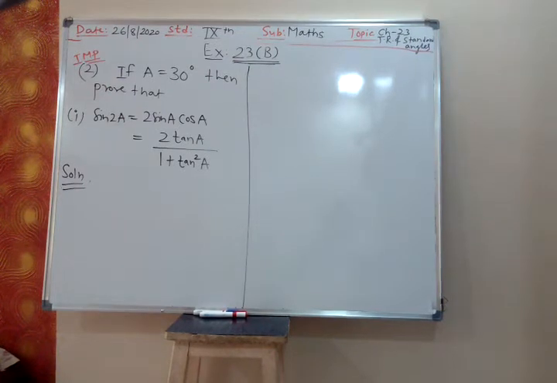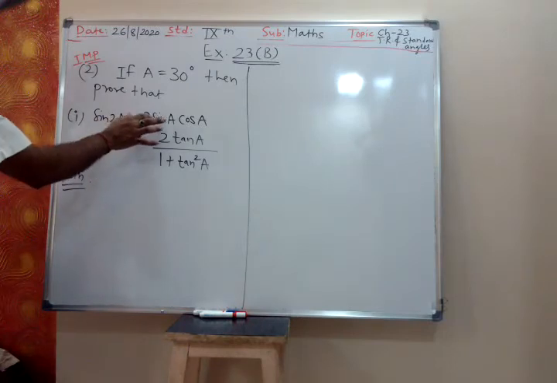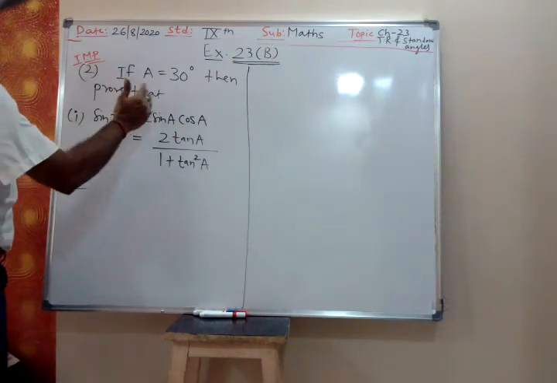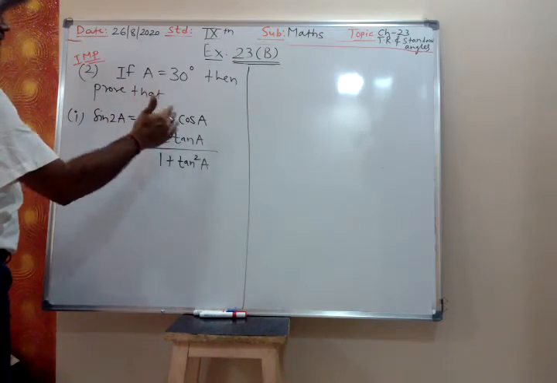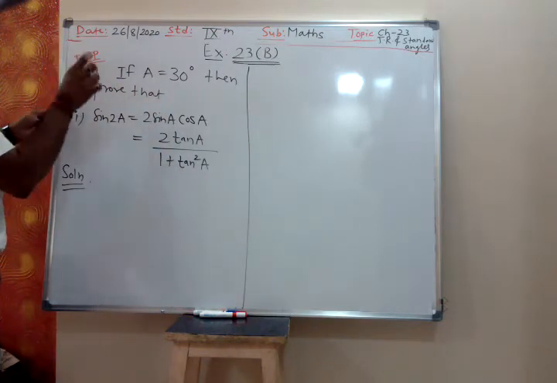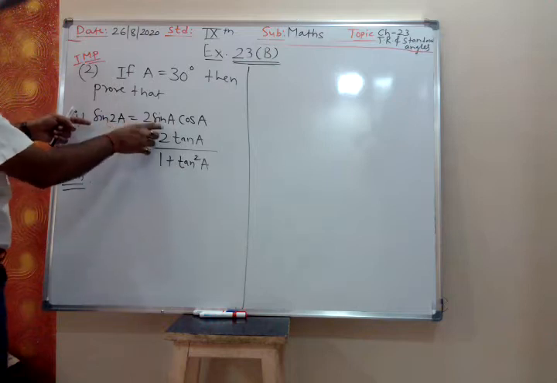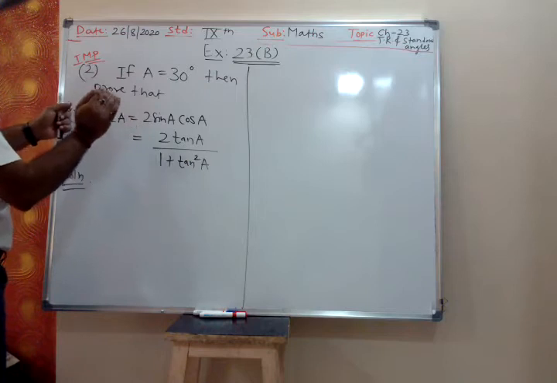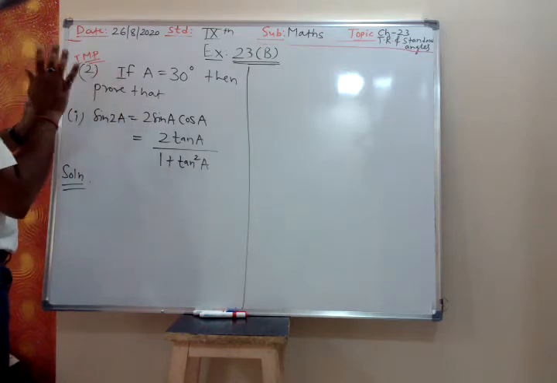Sine 2A is equal to 2 sine A cos A is equal to 2 tan A upon 1 plus tan square A. So there are three terms. We want to prove that A is equal to B is equal to C. Sine 2A is one term, 2 sine A cos A is the other term, and 2 tan A upon 1 plus tan square A is the third term. We want to prove that all the three terms are equal.